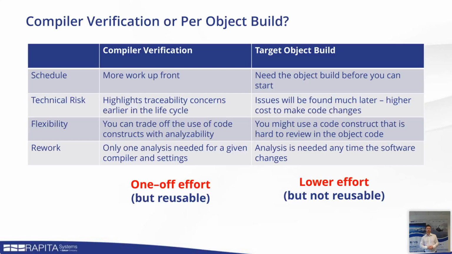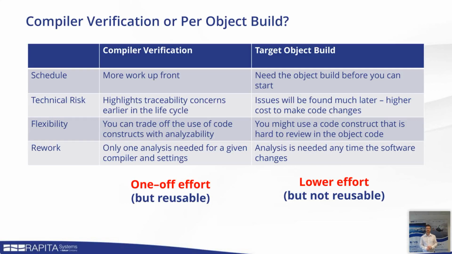So to summarize that, the compiler verification can be an expensive one-off effort. There's a lot of work up front before you really even start the development. There are advantages to highlighting these concerns earlier in the development lifecycle. You can make some intelligent decisions about whether you want to make your verification life easier, but at the expense of making your software development more difficult. That's a trade-off you can make with evidence. But again, all the effort you put into compiler verification is reused across future projects if you keep the same or at least similar compilers.